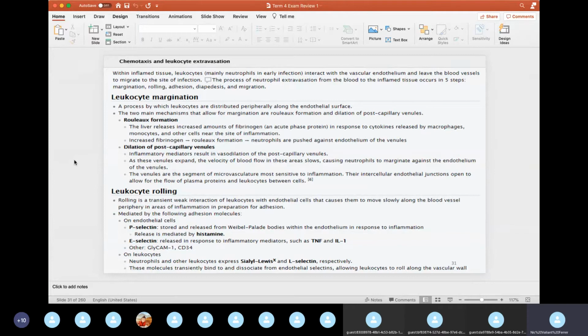Your P-selectin, it comes from where? Weibel-Palade bodies. Give me something that's important in the coagulation cascade that's also in your Weibel-Palade bodies. It's also stored there. Von Willebrand factor. Excellent. Von Willebrand factor.